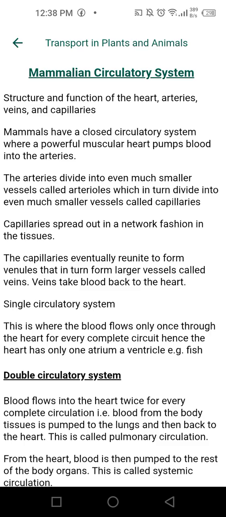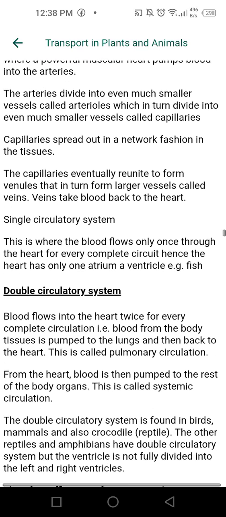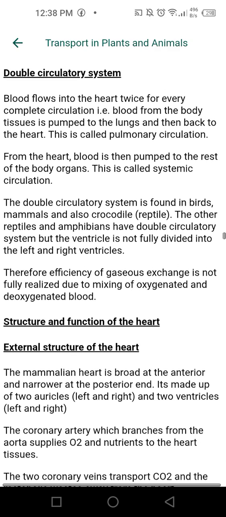Single circulatory system. This is where the blood flows only once through the heart for every complete circuit, hence the heart has only one atrium and one ventricle, e.g. fish. Double circulatory system. Blood flows into the heart twice for every complete circulation, i.e. blood from the body tissues is pumped to the lungs and then back to the heart. This is called pulmonary circulation. From the heart, blood is then pumped to the rest of the body organs. This is called systemic circulation.